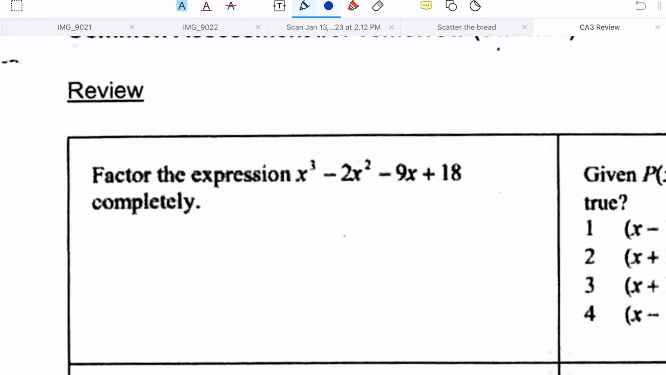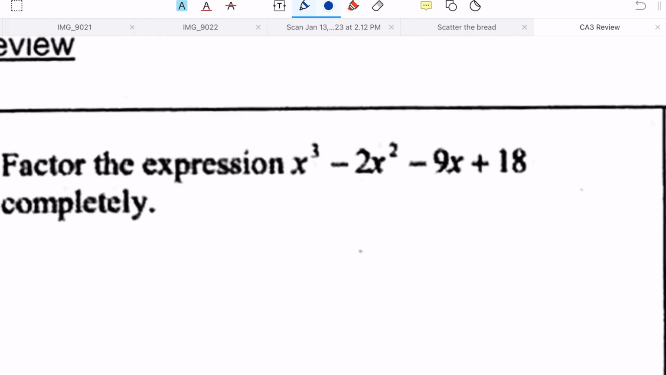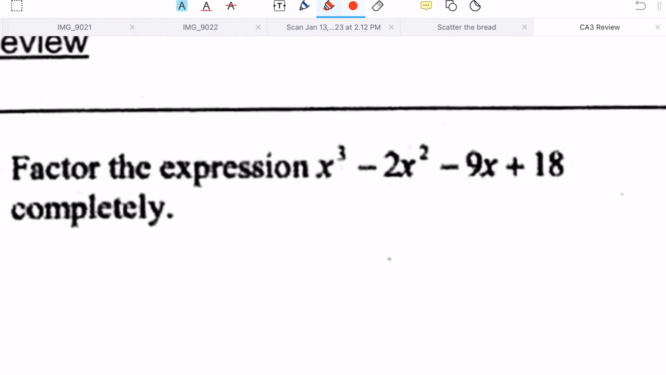So to factor the expression x cubed minus 2x squared minus 9x plus 18 completely, we look at each of the terms and we see that there's nothing common between them. Okay? So that means we're going to have to factor by grouping.